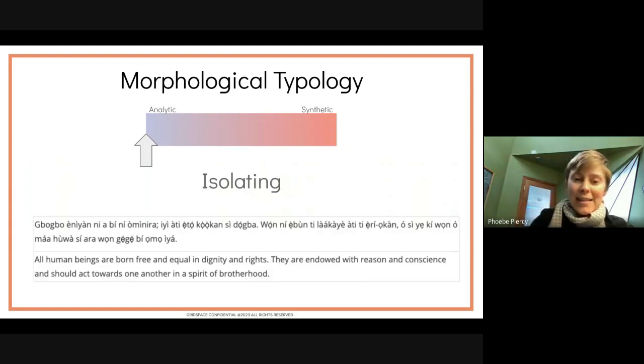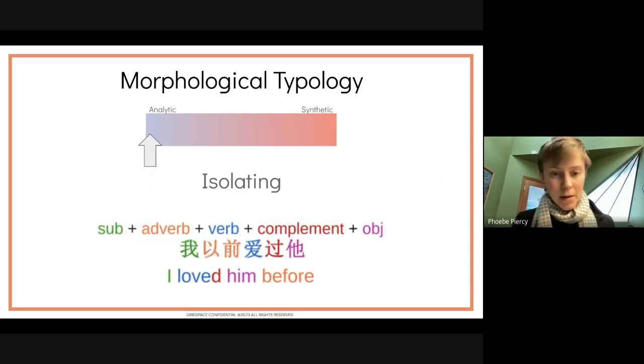So on the analytic end of the spectrum, you have really isolating languages. So this is Yoruba, it's a Nigerian language. And this is kind of, each word is one morpheme. So one piece of information per word. Chinese is also a very isolating language, a little bit further up, but in general, you have a character per morpheme.